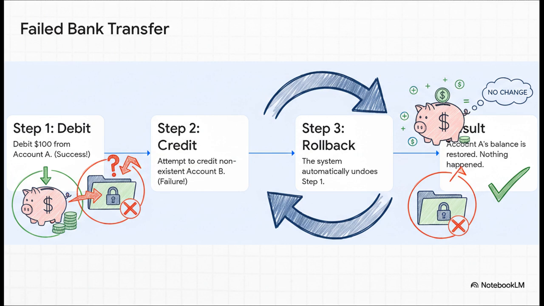So, step 1, debiting $100 from account A. That works just fine. But then, in step 2, the system tries to credit account B. And, oh, wait, account B doesn't exist. The whole transaction fails. Now, because of atomicity, the system immediately hits the brakes and performs an automatic rollback. That $100 is put right back into account A. It's like the transfer was never even attempted. No money just disappears into the void.